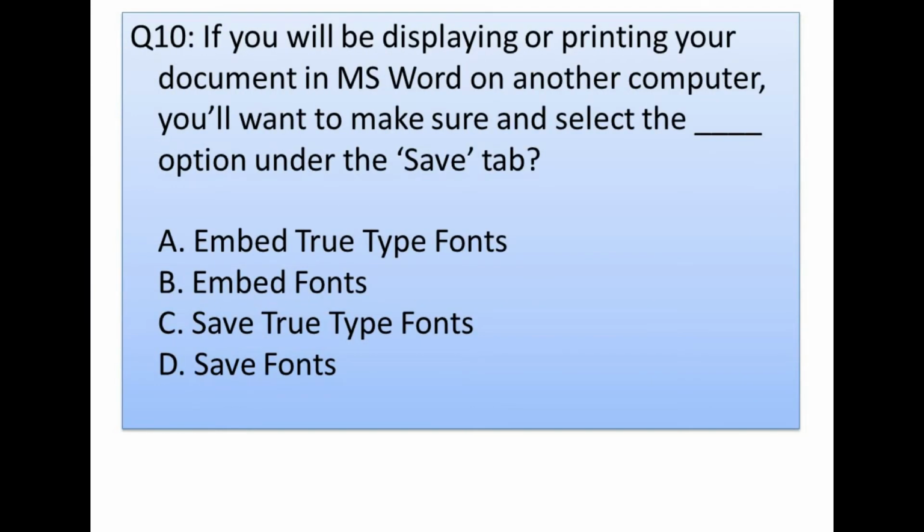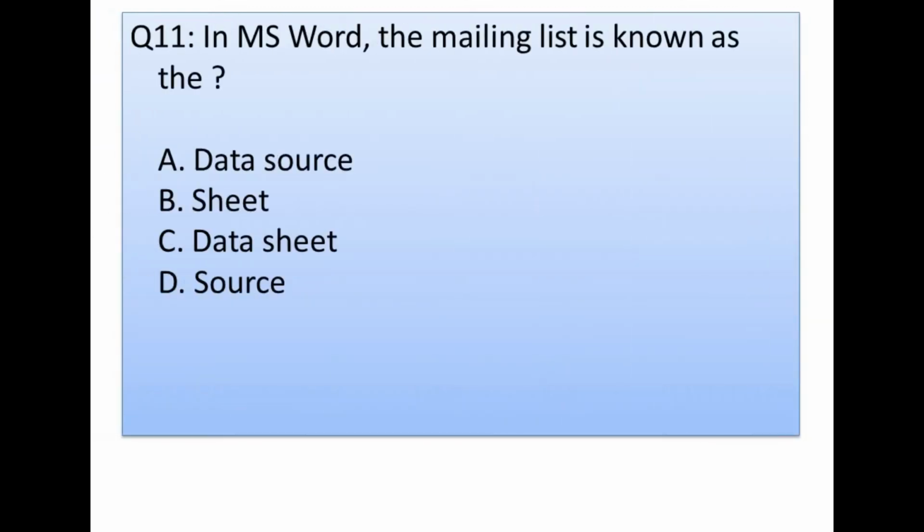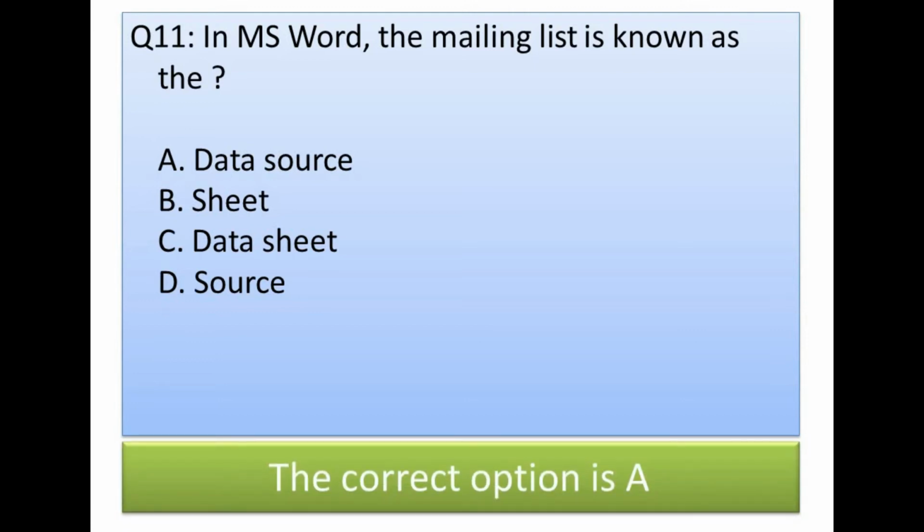If you will be displaying or printing your document in MS Word on another computer, you will want to make sure to select the dash option under the Save tab. Embed true type fonts, embed fonts, save true type fonts, save font. So the correct option is A. In MS Word, the mailing list is known as the data source, sheet, data sheet, source. So the correct option is A.